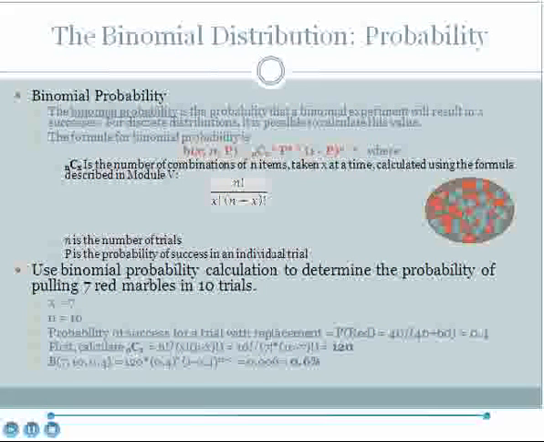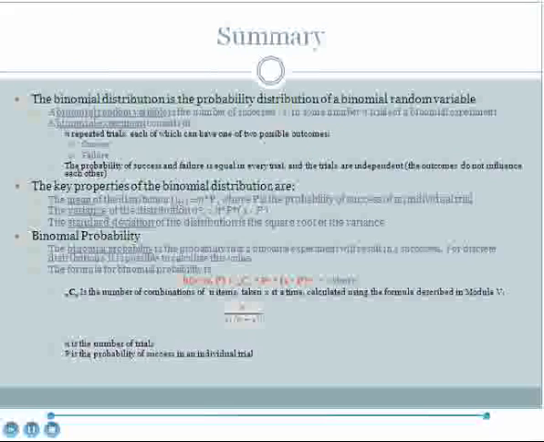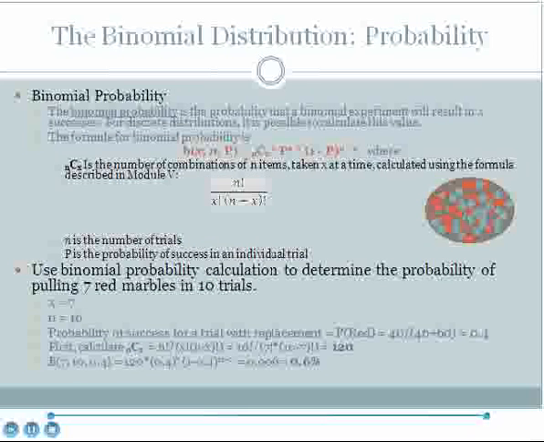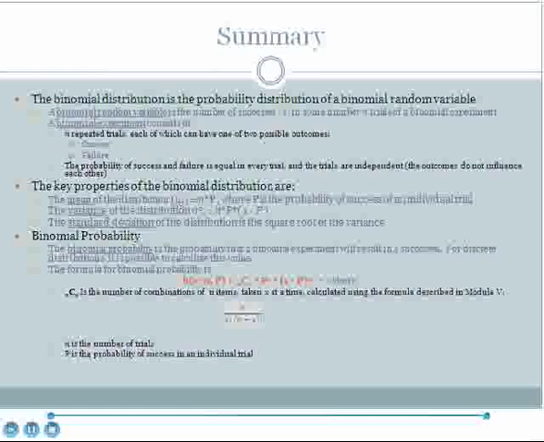By 1 minus 0.4, the probability of failure, raised to 10 minus 7, or n minus x, and this gives a probability of 0.006, or 0.6%. Thus, the probability of obtaining 7 successes in 10 trials is 0.6%. It's very unlikely.